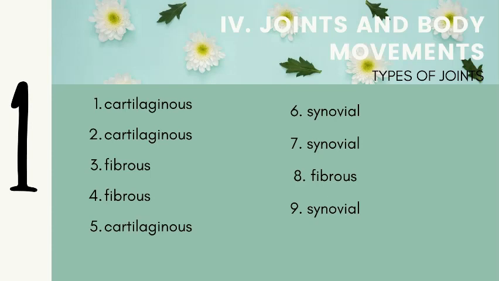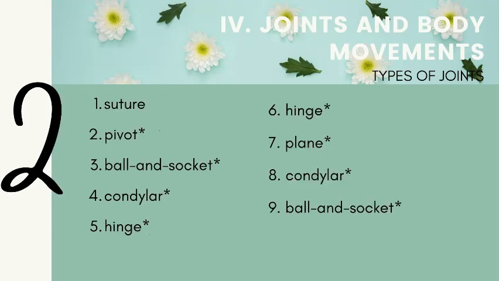Number 8, bone regions are united by fibrous connective tissues. It is fibrous. Number 9, it includes the hip, knee, and elbow joints. It is synovial.